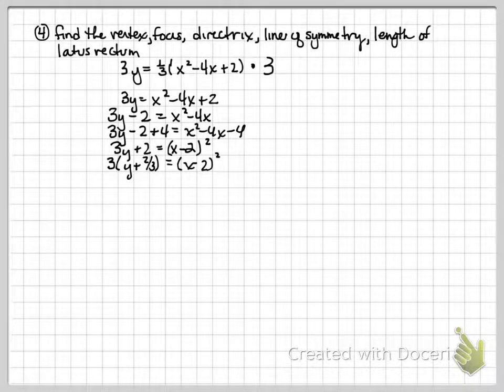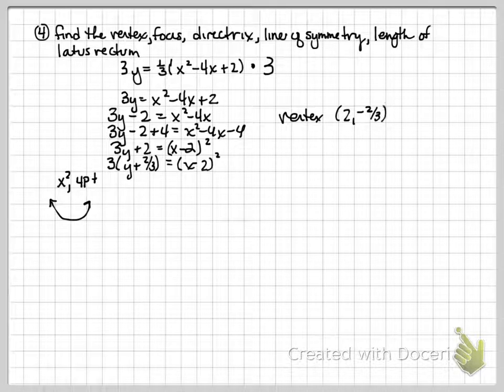All right. So I have an x squared, and my 4p is positive. So that tells me my parabola is going to open up. So I'm just kind of sketching it here to remind myself. My vertex is at 2 and -2/3. I'm going to write that up over here. That's the first thing we need to find.